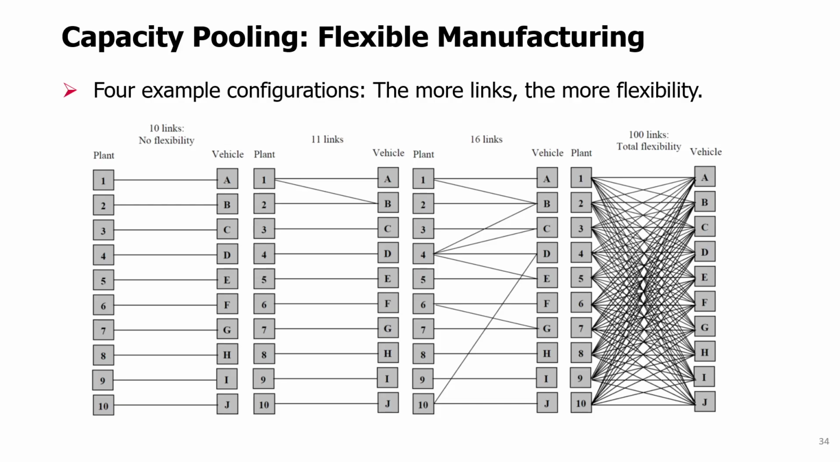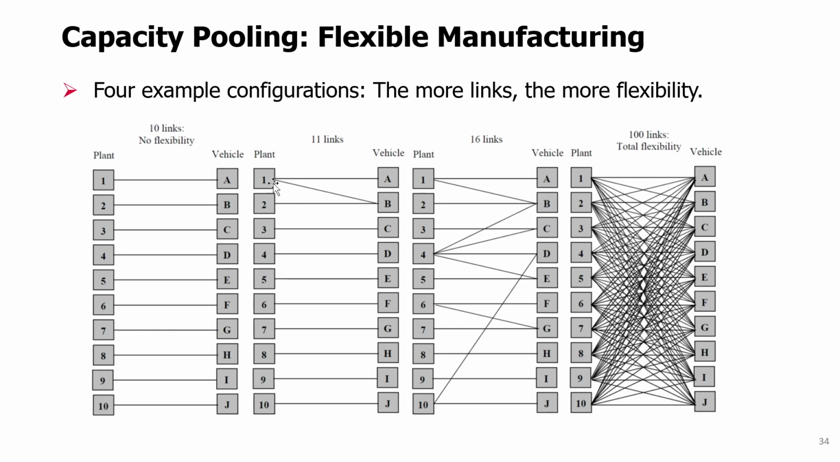So here we see four possible configurations of the plants, and the links here indicate whether a particular plant can produce a particular vehicle. One extreme case is if a plant is allocated to exactly one vehicle, so there's actually the least flexibility possible. Each plant is configured to just produce one type of vehicle. We have plants 1 to 10 and vehicles A to J, and there's no flexibility.